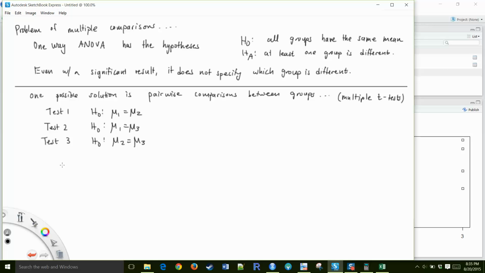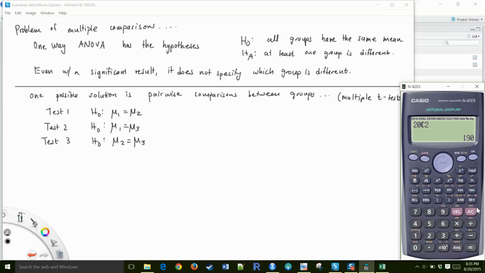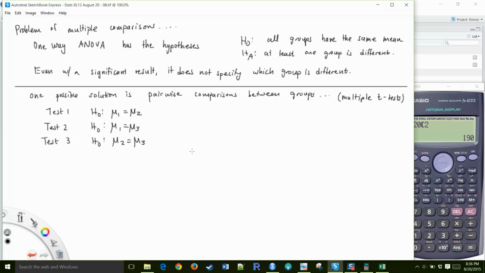Mu1 versus mu2, and mu1 versus mu20, and mu2 versus mu16, and mu3 versus mu18, or whatever. Okay, you'd have 190 t-tests to perform. What do you think the issue there is going to be?